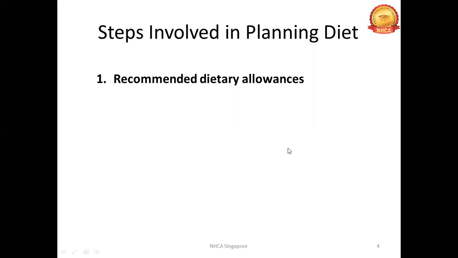Okay, so recommended daily allowance is kind of a limitation. It's a threshold for you where you have to stop. Do not give more than this. Okay, so that data you will get from the RDA.